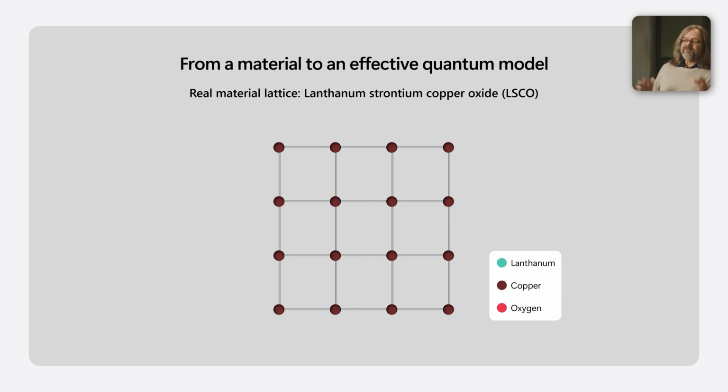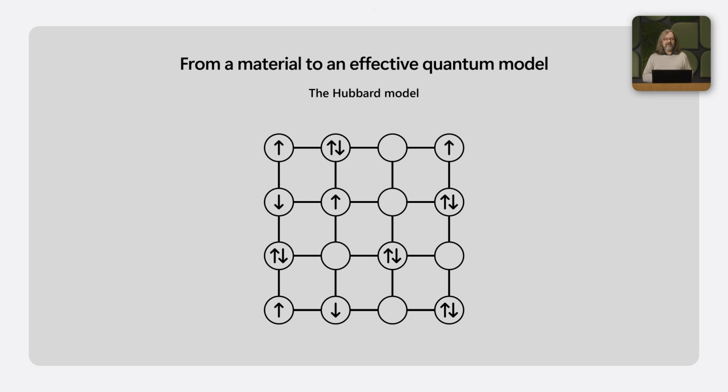The next step is to further simplify it by reducing the long-range Coulomb interaction to just the strongest term, which is the on-site interactions between two electrons sitting on the same orbital, on the same atom. With that, we end up with the so-called Hubbard model, which is one of the simplest models in quantum matter physics, but is still exponentially hard to solve on classical computers.